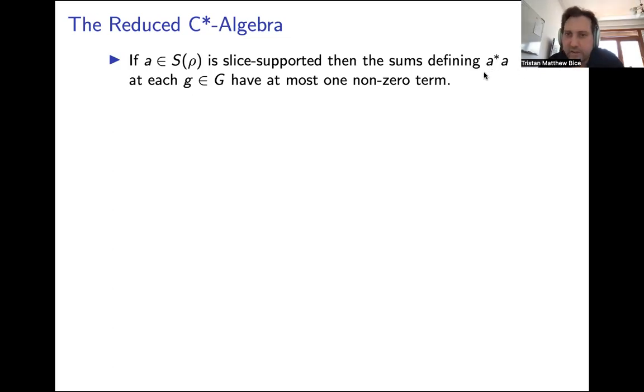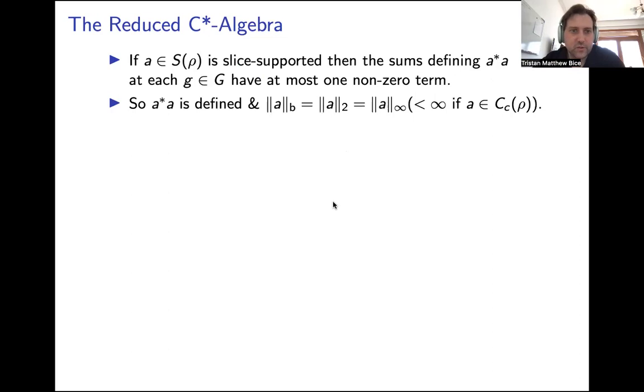I mean, essentially because you're looking at sums of the form AG star AG, right? But for all G's which have a common source. And if the support is a slice, then there can be at most 1 G with a fixed source which is non-zero. Right? That's what being a slice is, right? The source and range maps have to be injective on any slice.